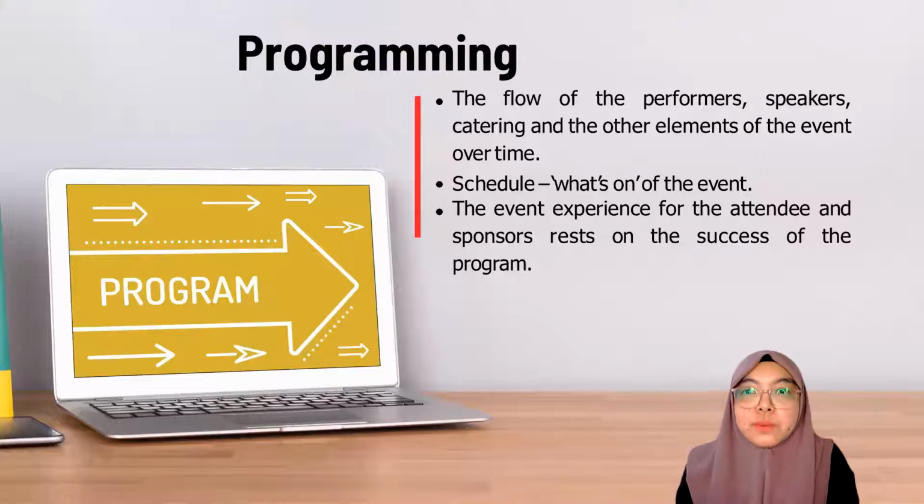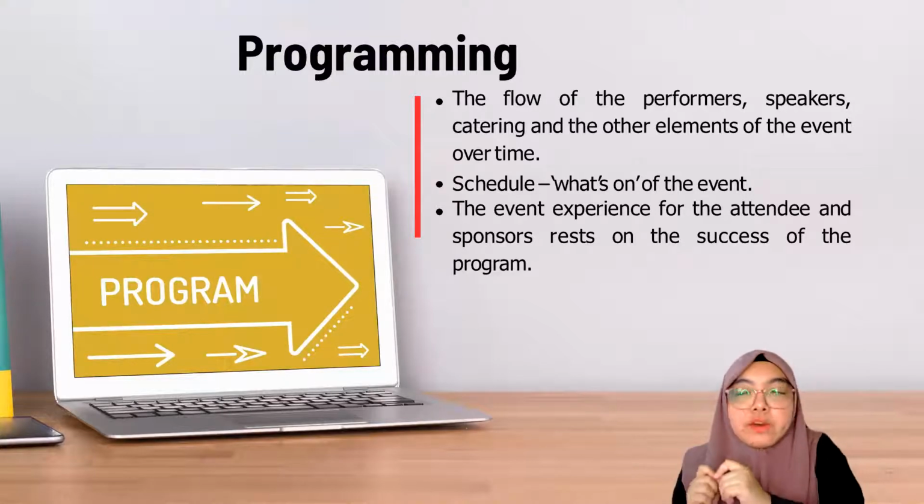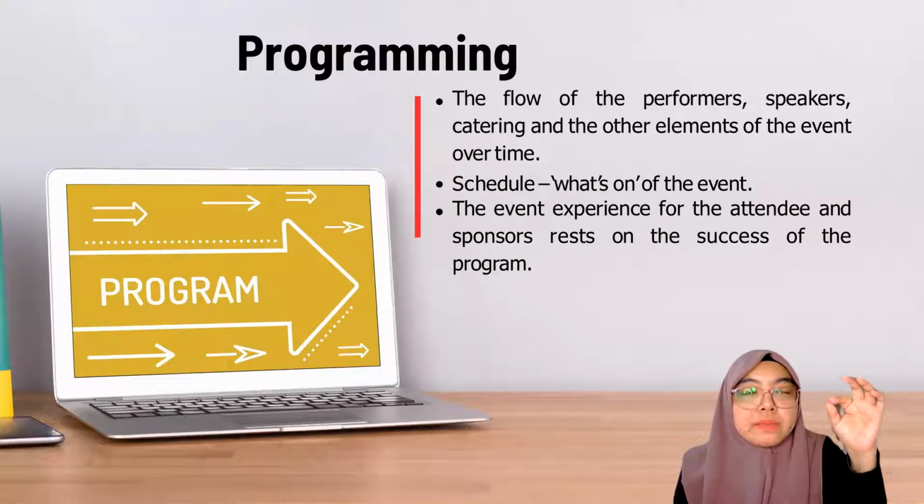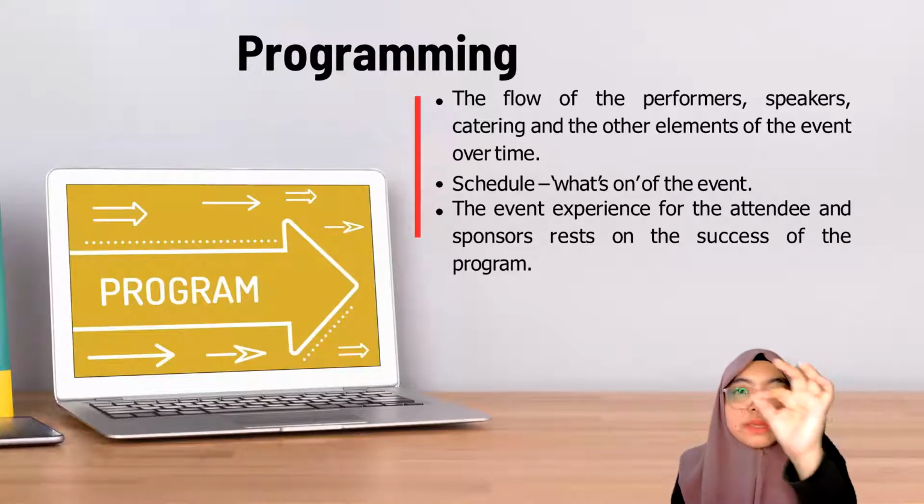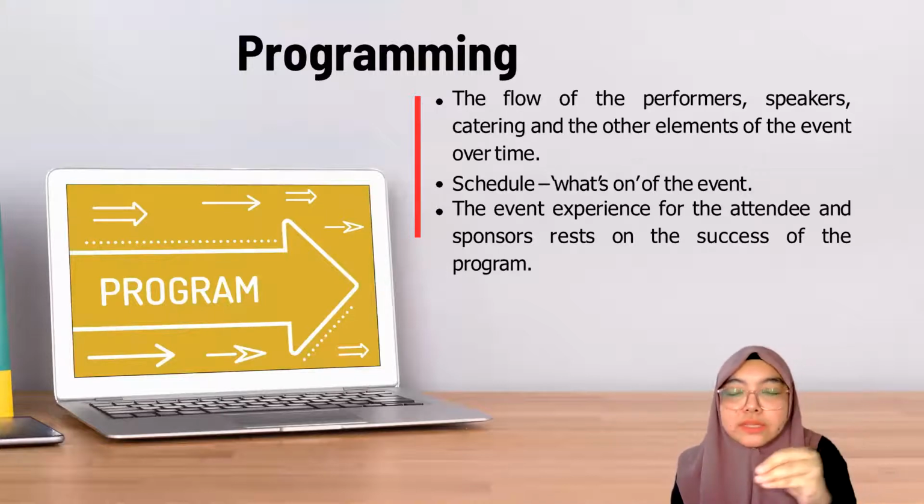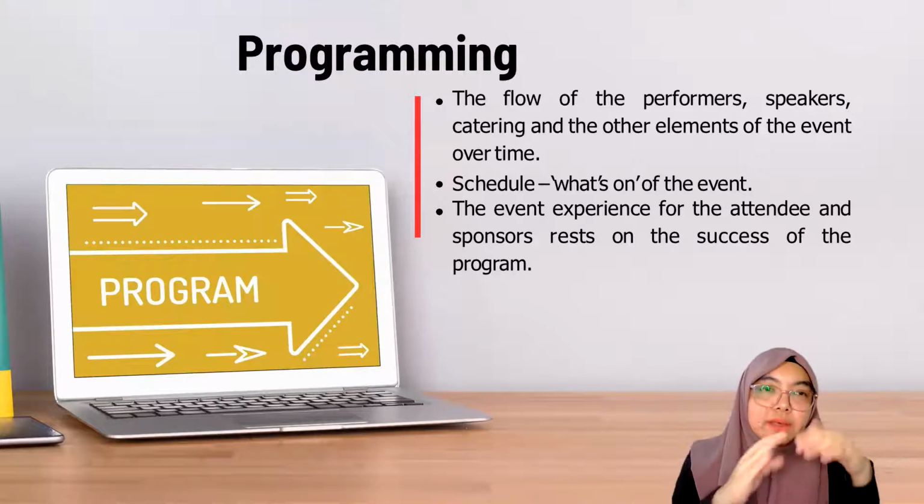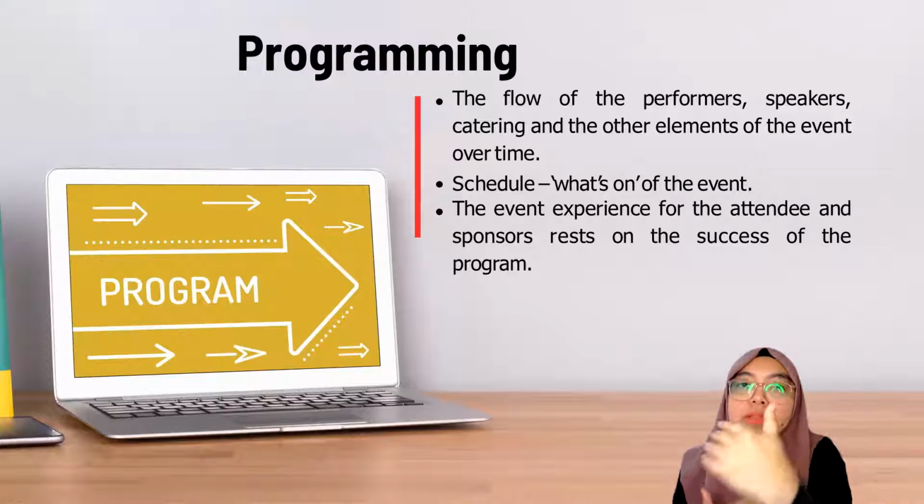So the flow of the performers, speakers, catering, and other elements of the event over time. We need to know, from the beginning of the program of the event, in the morning, what is the detail of our event? And then at noon, what is our event? And then evening or night, or first day, what are the list of our events? Second day, what are the list of our events?